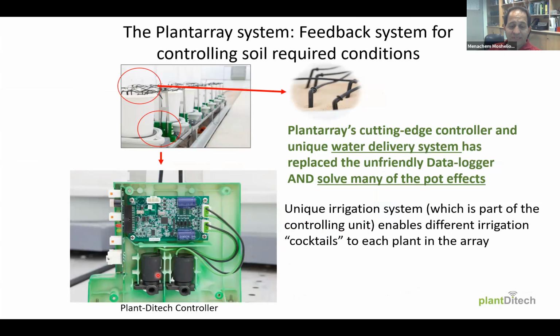The controller itself has 2 valves. Why do we need 2? Because many times we want to do cocktails.